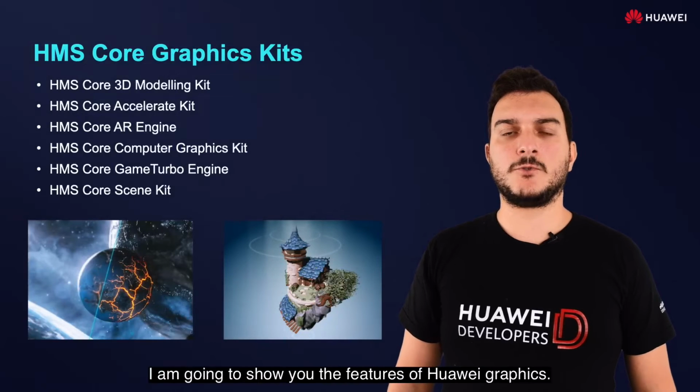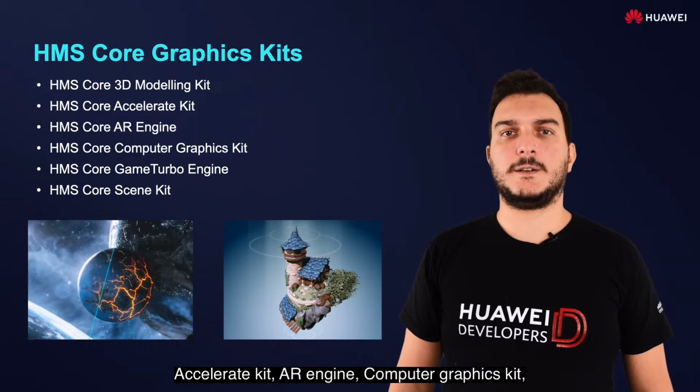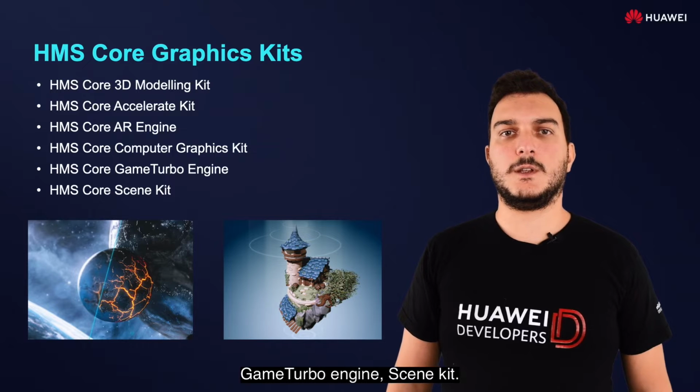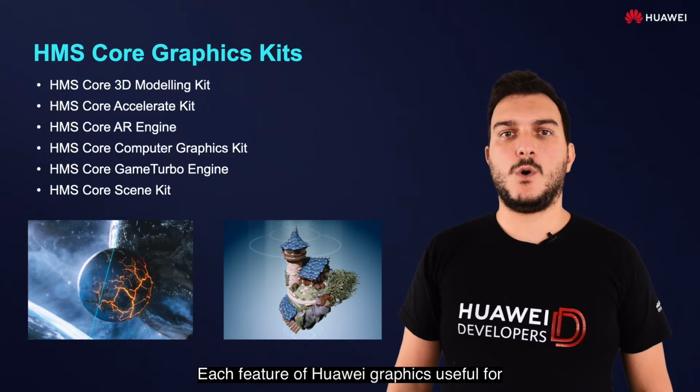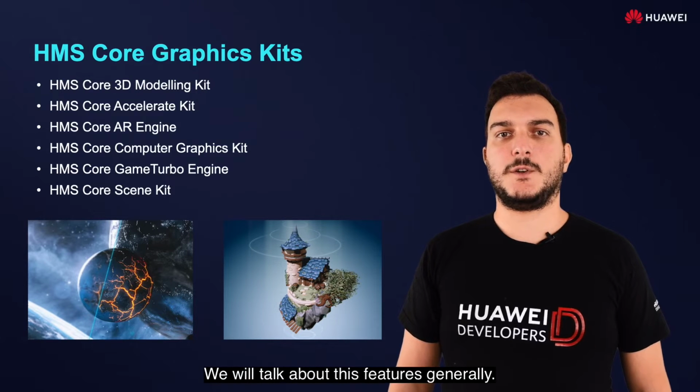Today, I'm going to show you the features of Huawei Graphics. Huawei Graphics features are 3D Modeling Kit, Accelerate Kit, AR Engine, Computer Graphics Kit, GameTurbo Engine, and Scene Kit. Each feature of Huawei Graphics is useful for designing and building better applications. We will talk about these features generally.